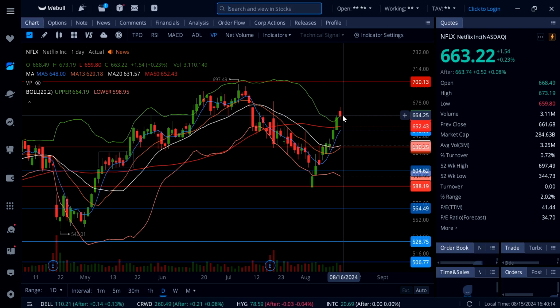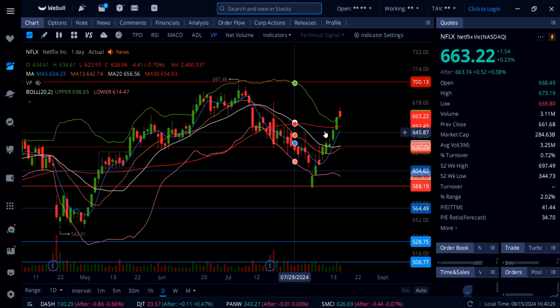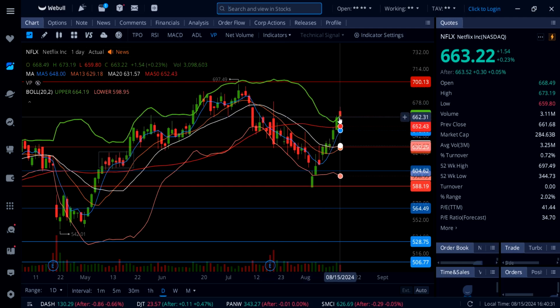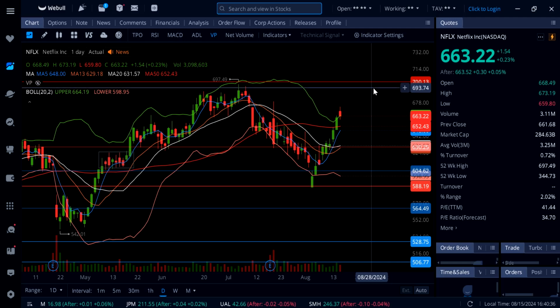Underneath that level, that opens the door for a move down to retest the 50-day moving average 652.43, and this is where this thing needs to hold. Otherwise, we could see a dump off again back down to 630. The longer we spend over, I would say, 664, there is a huge chance this Bollinger Band will expand, and you're going to see the next stop 680 and then even 700.